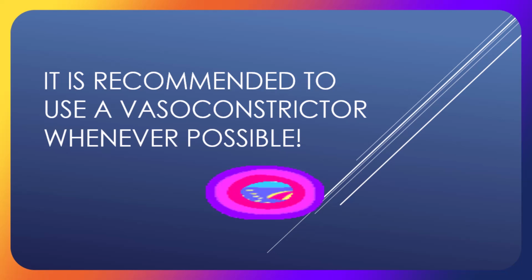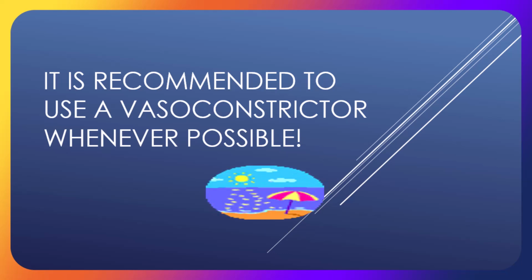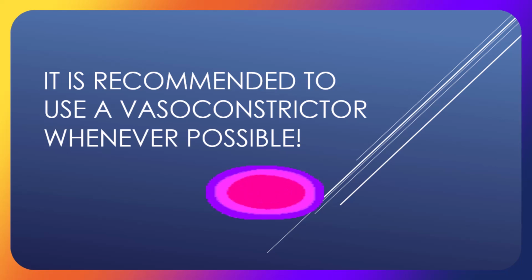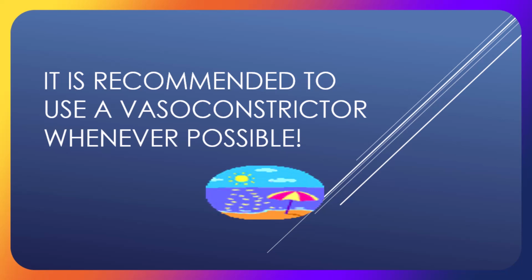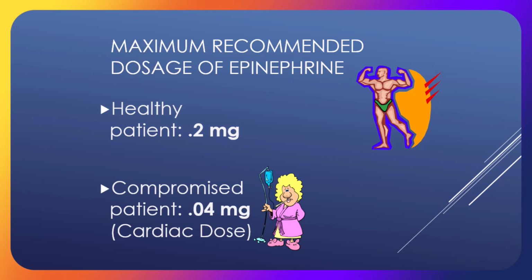When a patient experiences pain, they release their own endogenous epinephrine in response to that pain. That's not ideal because we can't control how much epinephrine is being released by their body, but we can control how much we're giving to them. The maximum recommended dosage of epinephrine that we will give a healthy patient is 0.2 milligrams, and a compromised patient will get the cardiac dose of 0.04 milligrams.